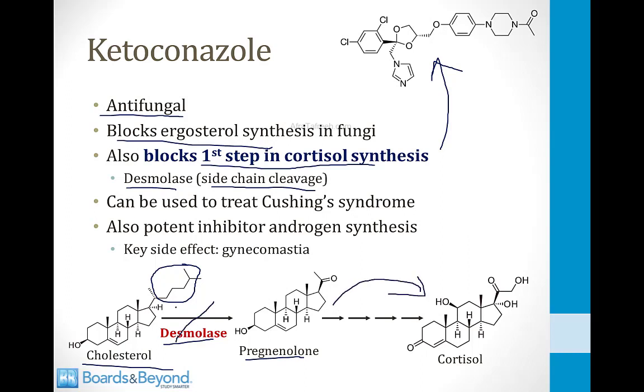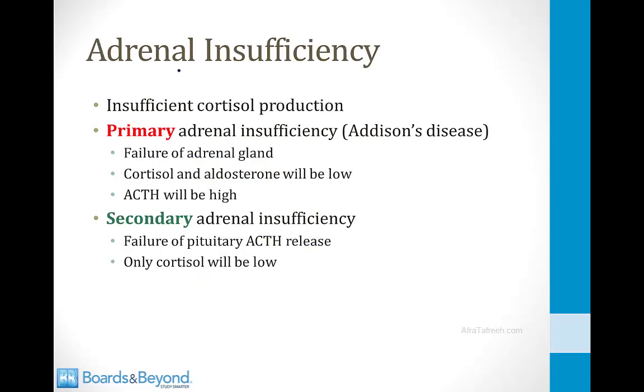So by inhibiting desmolase, ketoconazole leads to a decrease in cortisol production from adenomas, and that's why it can be useful in treating Cushing's syndrome. Just a side note here, it also inhibits some of the enzymes involved in androgen synthesis, and for this reason, it can lead to low androgen levels, and that can cause gynecomastia in men, and that's a key side effect of this drug. So Cushing's syndrome is a syndrome of cortisol excess.